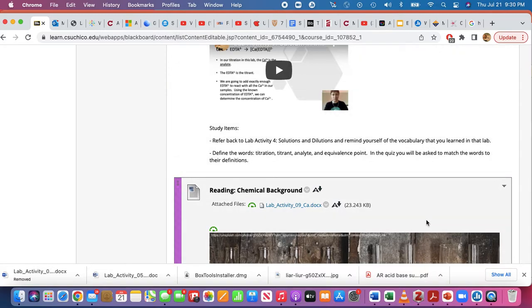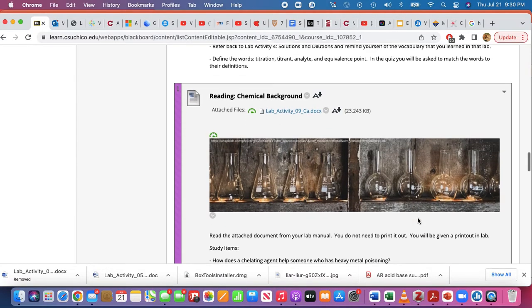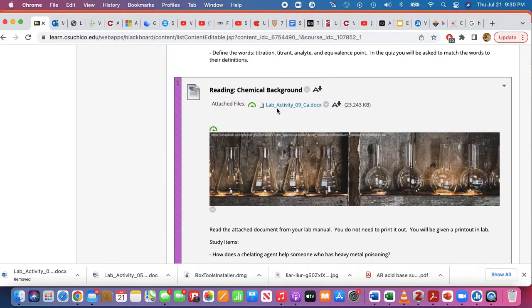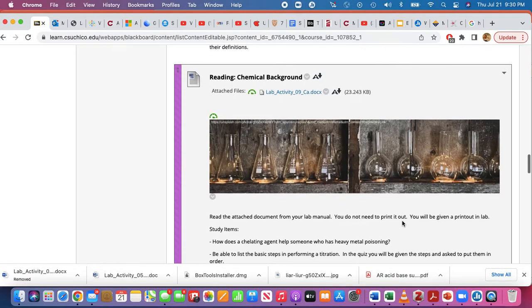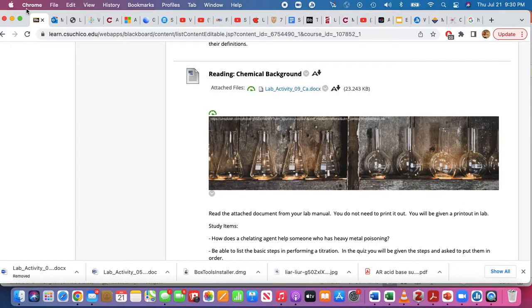So next we have the chemical background. This is a couple pages from their lab manual. They have this in print already, but this is an accessible document that's friendly to screen readers. So let's look at that for just a moment.